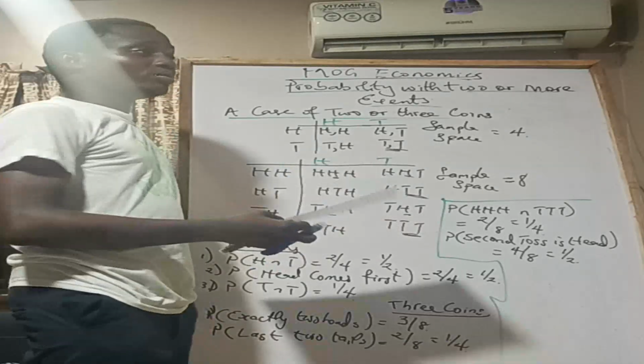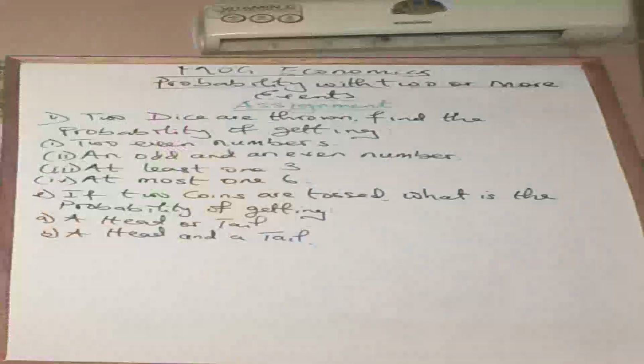So the next thing that we are going into now is the assignments. We have an assignment on the board. Question one, two dice are thrown. Find the probability of getting two even numbers, an odd and an even number, at least one three, and at most one six. Then question two says, if two coins are tossed, what is the probability of getting a head or a tail, and B, a head and a tail. I think I already solved one of these, but it's okay. For MOG School of Economics students, you know where to submit your assignments for them to be evaluated and corrected if need be.